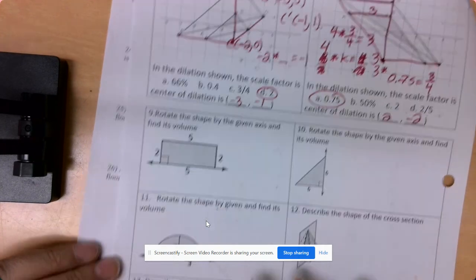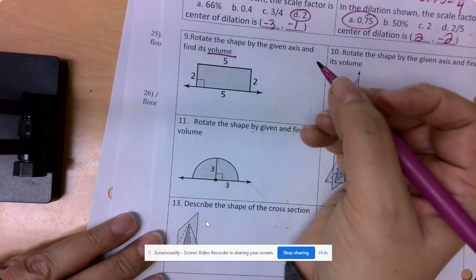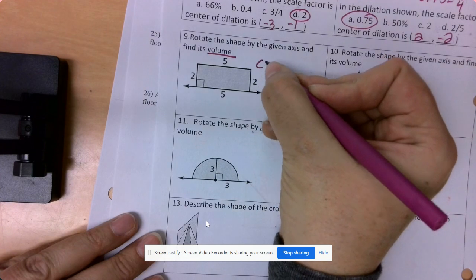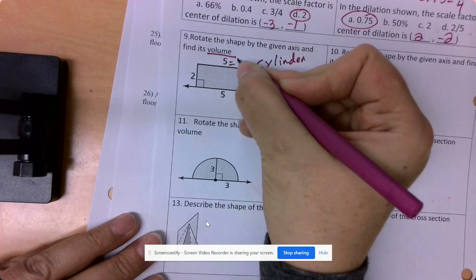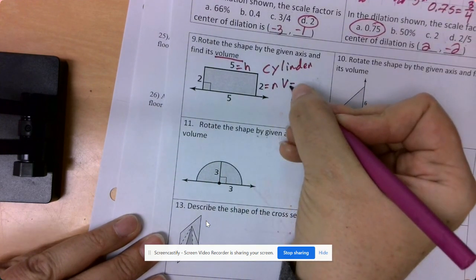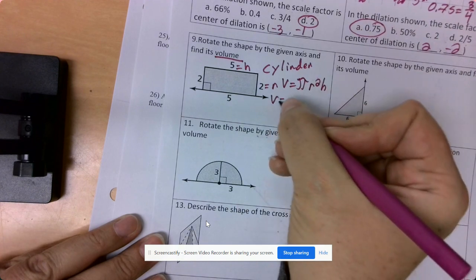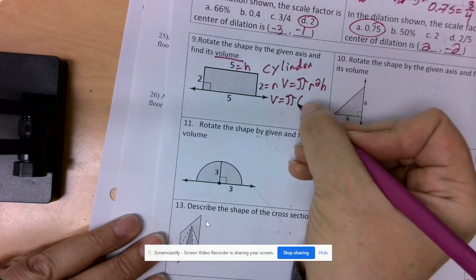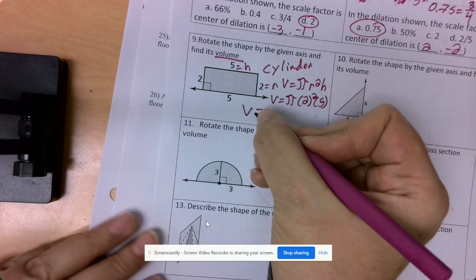Okay. Rotate the shape and find the volume. Okay. So this would be a cylinder, everybody. Okay, so this would be the height. This would be the radius. So our volume of a cylinder is pi times radius squared times the height. So volume is going to be equal to pi times 2 squared times our height. We put that all in the calculator.